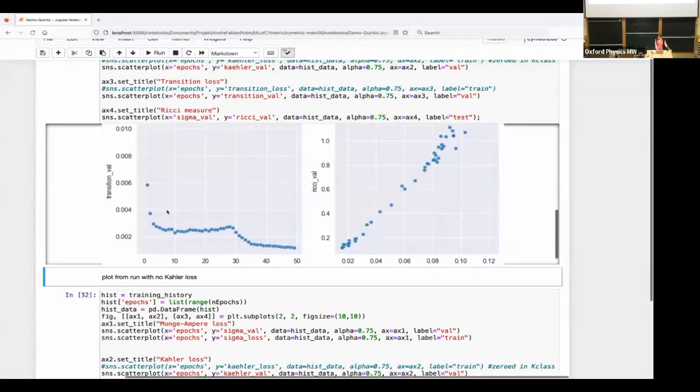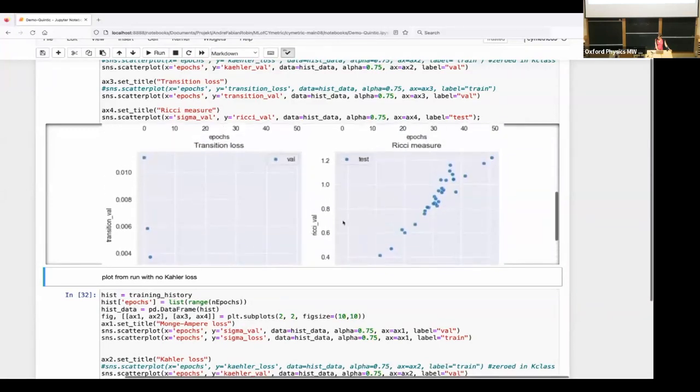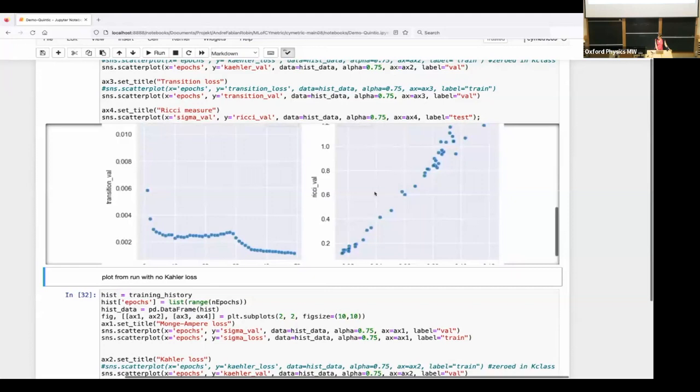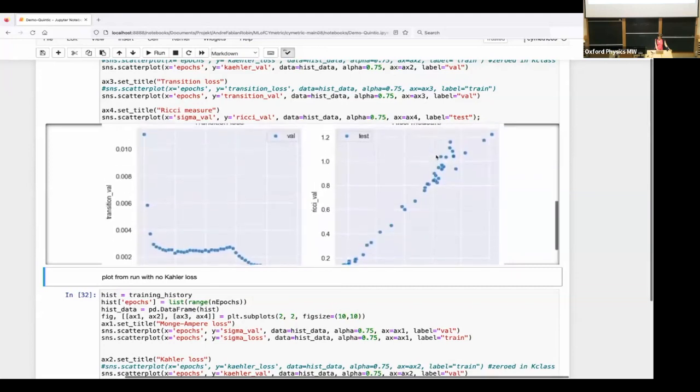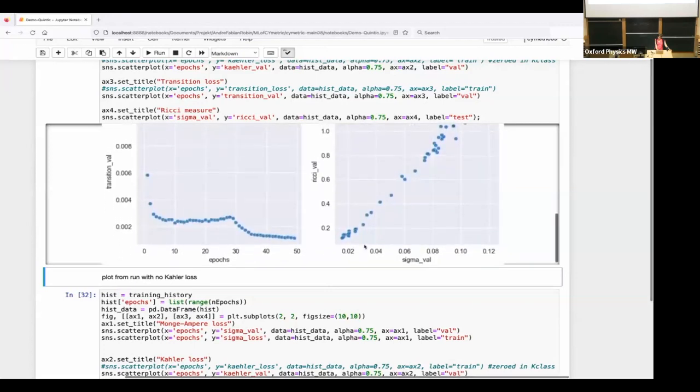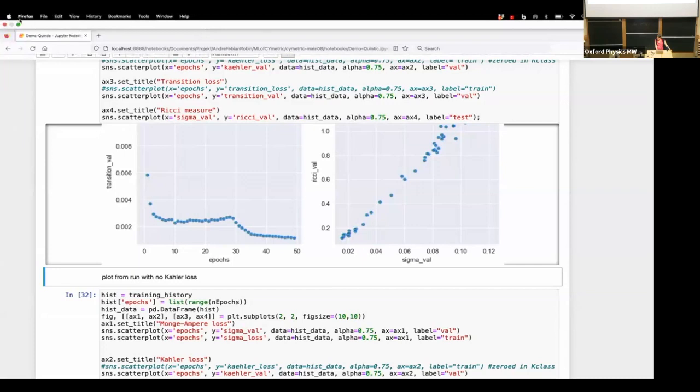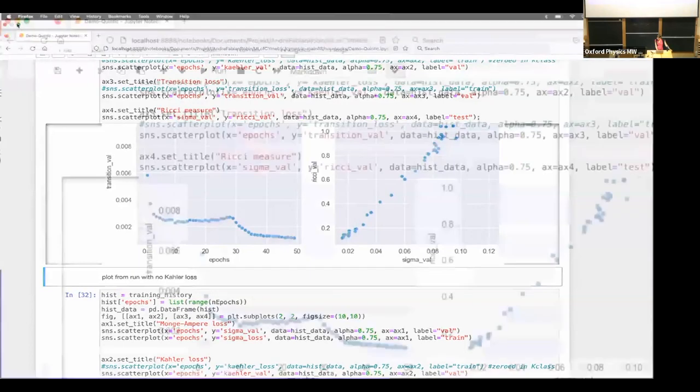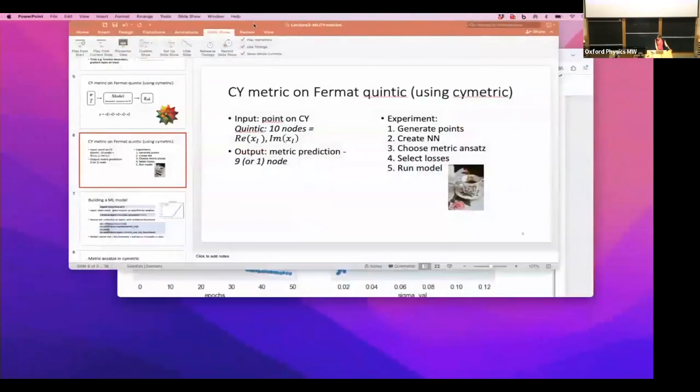And similarly, we check the transition loss, it's going down, and here is just a way of presenting how these error measures are related to each other. So you should really read this as coming from, we start about here, and then these error measures are going down, both for the sigma loss and the Ricci loss. Okay, so it was not as easy to see here as I had hoped. So luckily I have this in the slides as well.